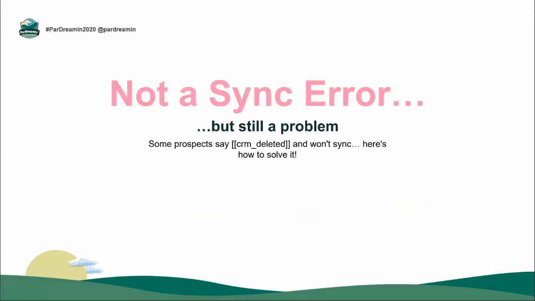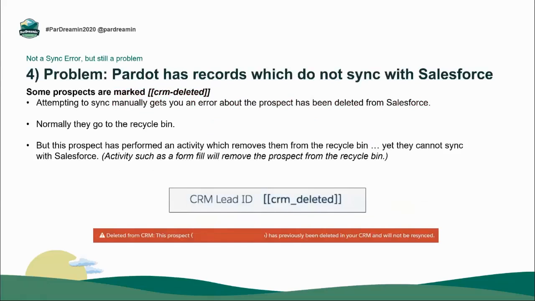So I'm going to move on to something that is not technically a sync error, but is still a problem for you. And if you remember, I said deleting things from Salesforce is bad. This is why. When you have a record that's been deleted from Salesforce, it no longer has a lead ID or a contact ID, so Pardot flags it as CRM Deleted. And this flag is the biggest royal pain that you will encounter. Well, one of them. Basically, it means that Pardot can no longer sync with Salesforce.